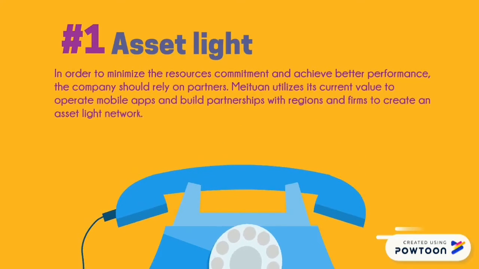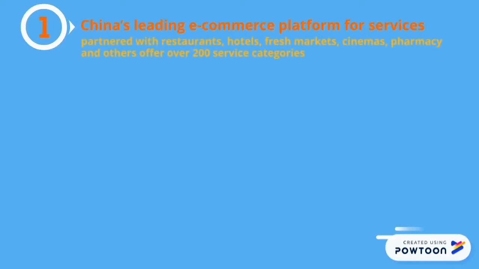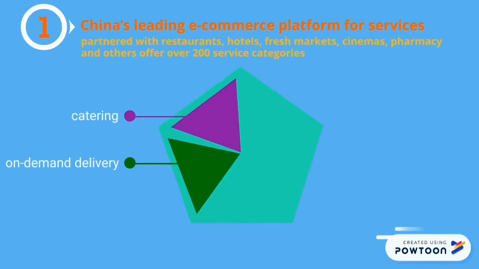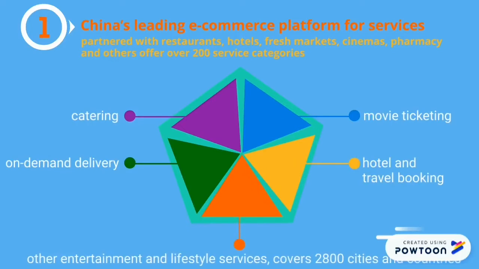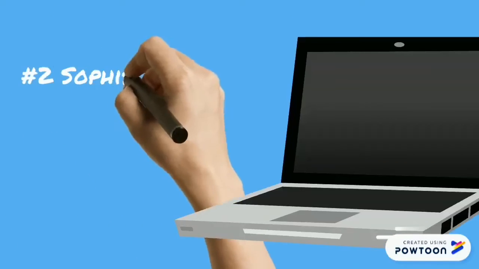Meituan utilizes its current value to operate mobile apps and build partnerships with regions and firms to create an asset-light network. As China's leading e-commerce platform for services, Meituan partners with restaurants, hotels, fresh markets, cinemas, pharmacies, and others to offer over 200 service categories including catering, on-demand delivery, hotel and travel booking, movie ticketing, and other entertainment and lifestyle services.